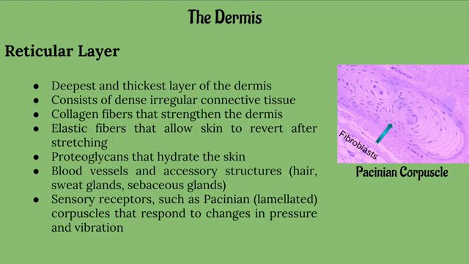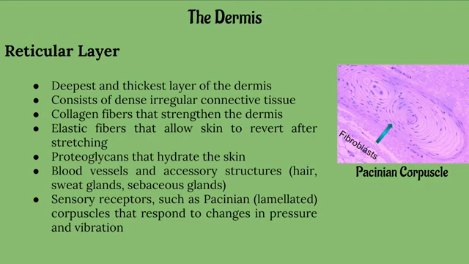Now, if there's extreme stretching, such as stretching that comes from a pregnancy or a weight gain, these elastic fibers could permanently tear, forming something that we know as stretch marks. There are also proteoglycan cells here that draw water into the ground substance of the dermis. This helps not only to moisturize the skin, but also to keep it firm. In the reticular layer of the dermis, you'll also find blood vessels, sweat glands, hairs, sebaceous glands, and sensory receptors.